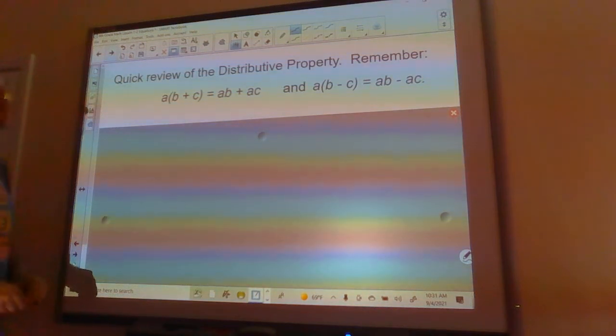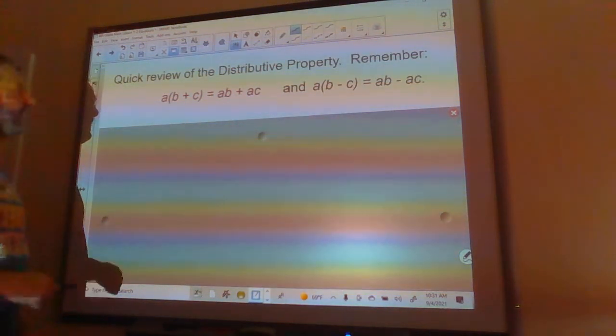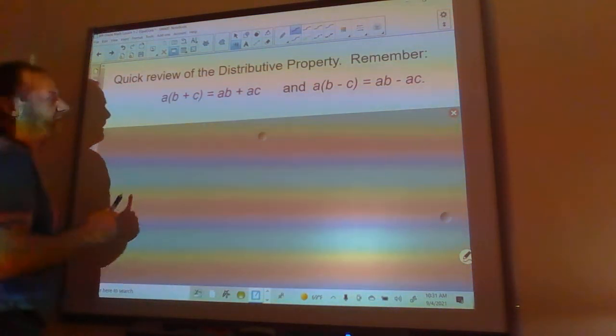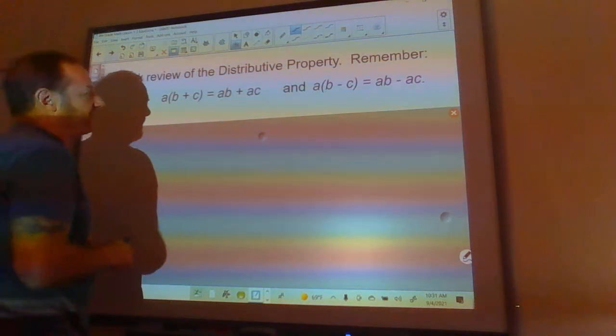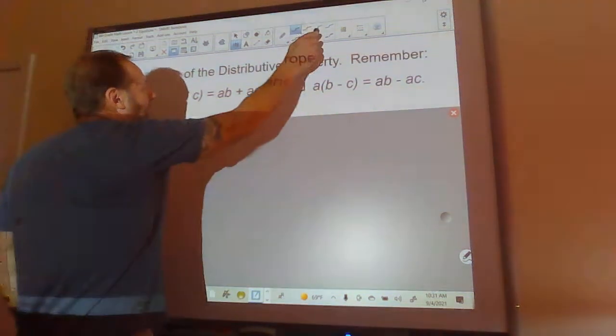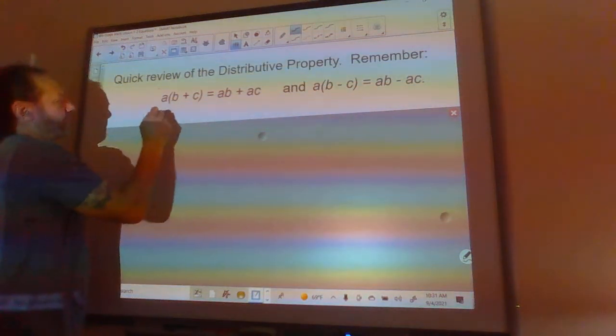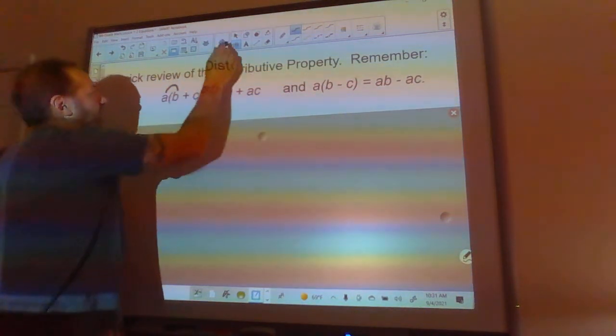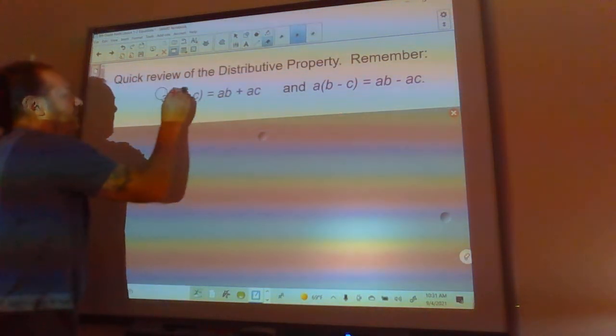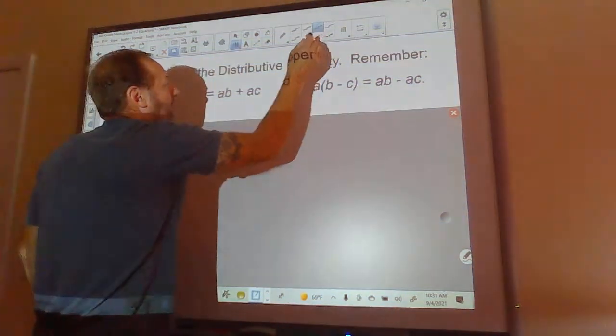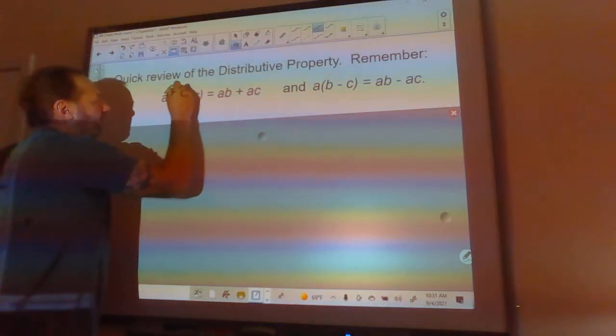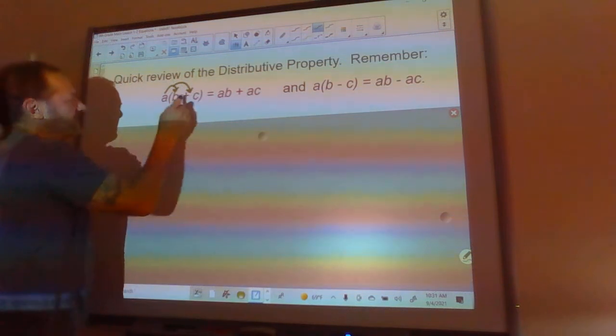Okay, quick review of the distributive property. So remember that A times (B plus C) equals A times B plus A times C. So basically what that means is when I have something outside the parentheses here, I distribute it. What's going on here? It's supposed to be green. Okay, I distribute this to everything in there.